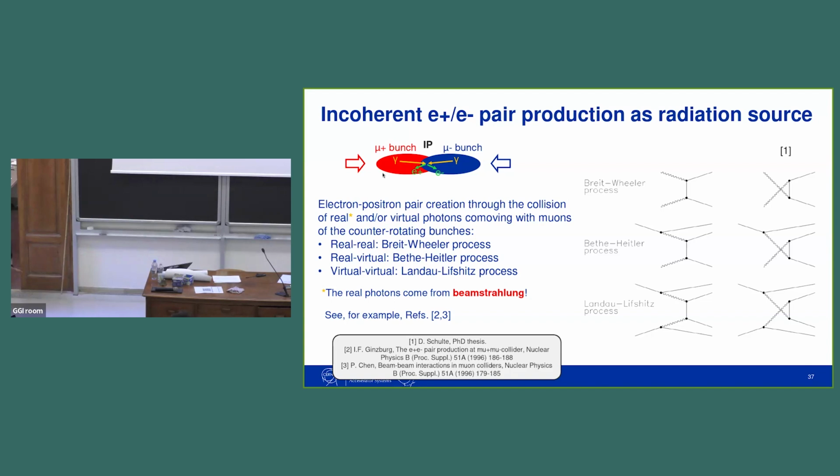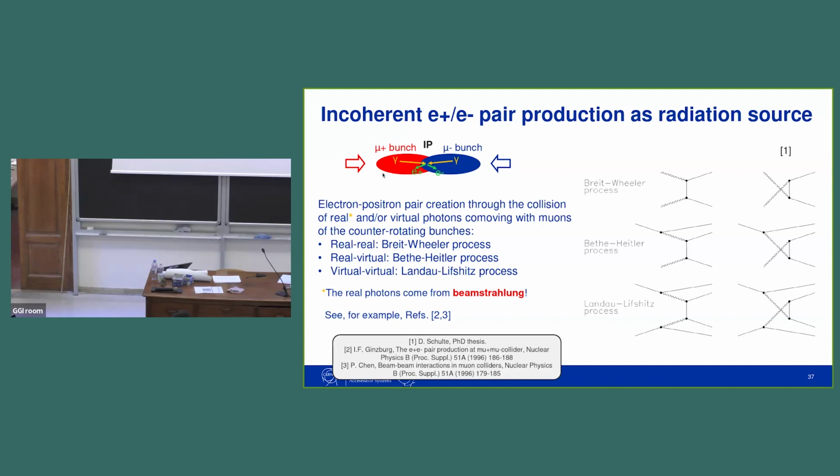Some of you have already heard about this, maybe because if you do detector simulations, you might have already taken these distributions. As I said, these pairs are created through the collisions of photons moving with the muons, in a simplified picture. You now distinguish three processes. I took this plot from the PhD thesis of Daniel, which was not on muon colliders but on linear colliders. But essentially, also here we have three processes depending on whether the photon is real or virtual: Breit-Wheeler, Bethe-Heitler, Landau-Lifshitz, and the real photons that come from Beamstrahlung.